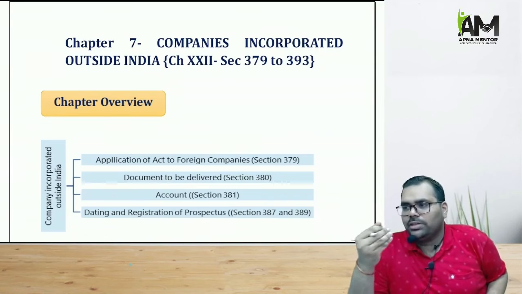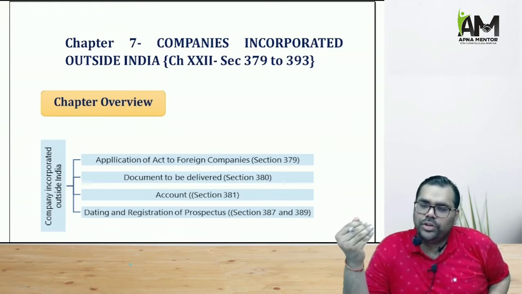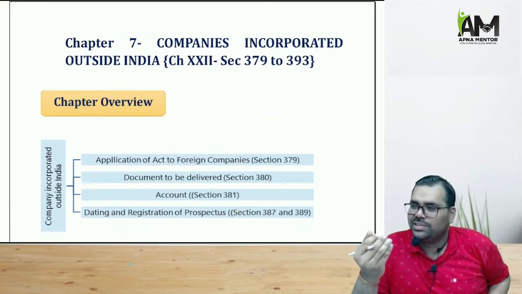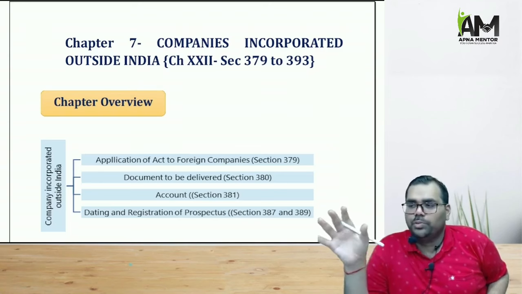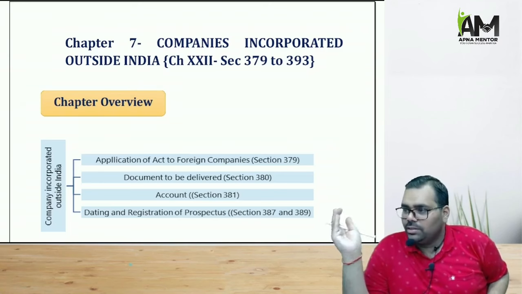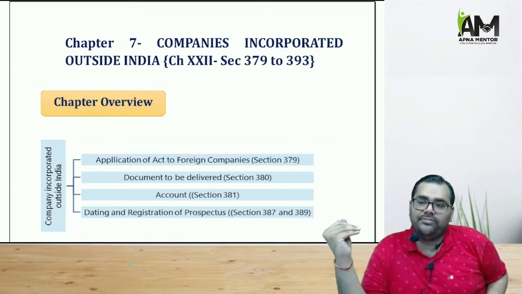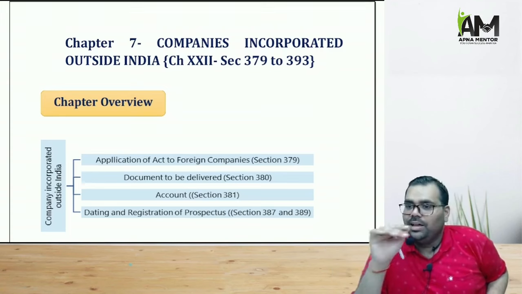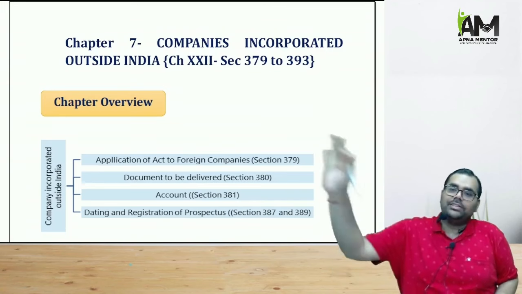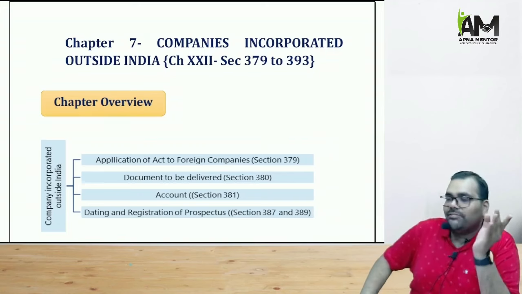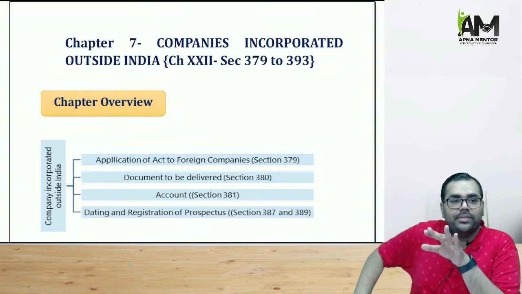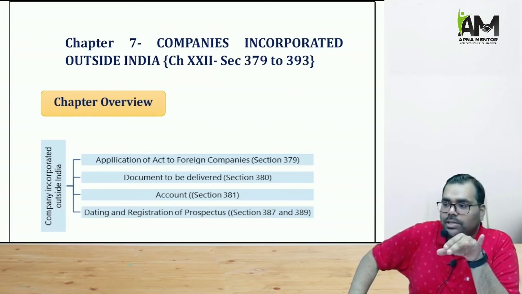And the applicability of this chapter is again going to be important for your exams. 5 to 6 marks you can expect that you will get from this very chapter. Earlier this chapter used to be there in CA Final, and now the Institute has shifted it from CA Final and put it in CA Inter. And the irony is that before it was there in CA Final, this used to be there in CA Inter.